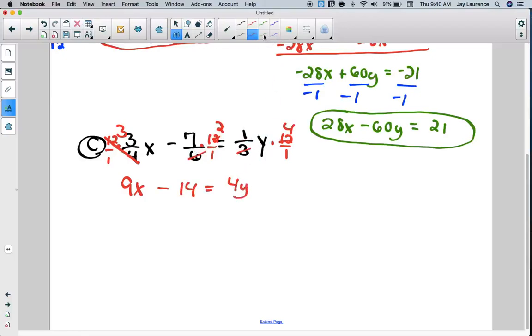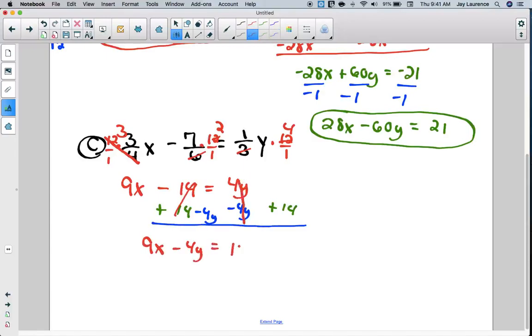All right. Now, I'm definitely not in standard form. I'm going to add 14 to both sides, but I'm also going to subtract 4y from both sides. And when I do that, I will get 9x, those cancel, a minus 4y, those cancel, and a 14, and there I am. Standard form with integer coefficients. All right, need some more help with that?